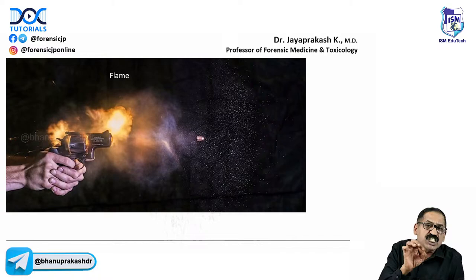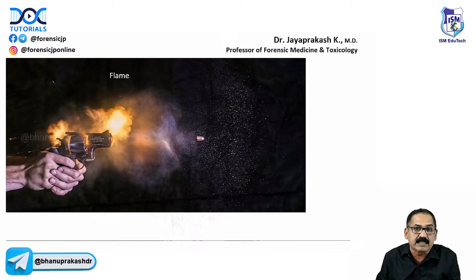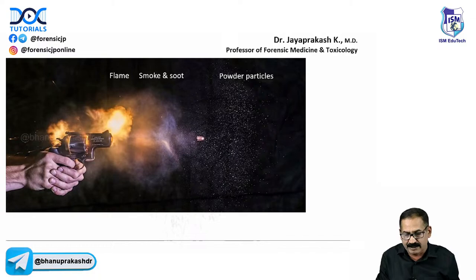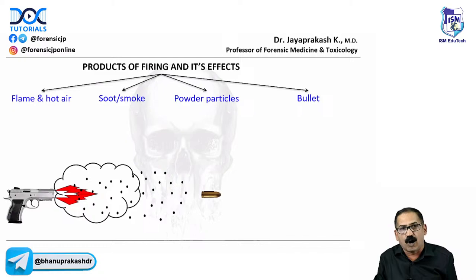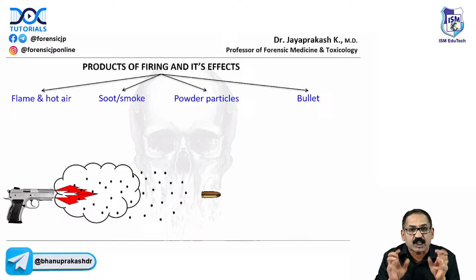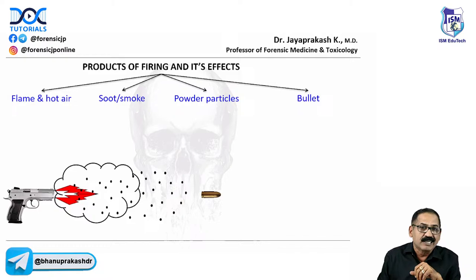Now, in this picture, you can see the flame, the smoke and soot, the powder particles, and the bullet. This is the basic. Now, let us discuss the products of firing and their effect on the body. Already I mentioned this. For your study reference, look here, I have given a diagrammatic representation.